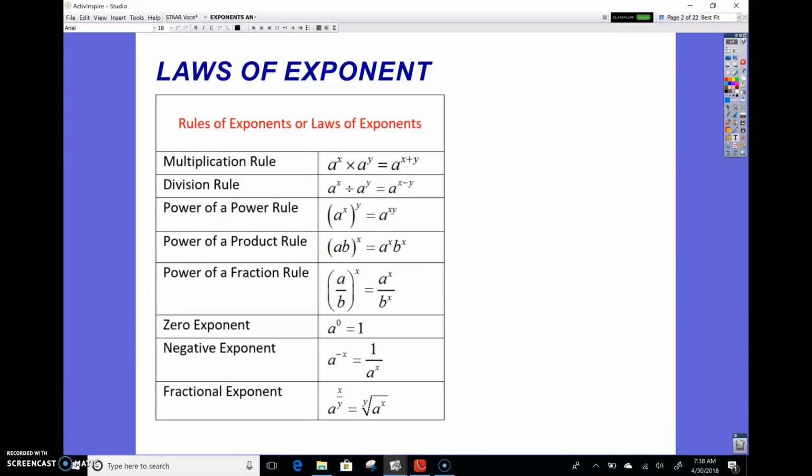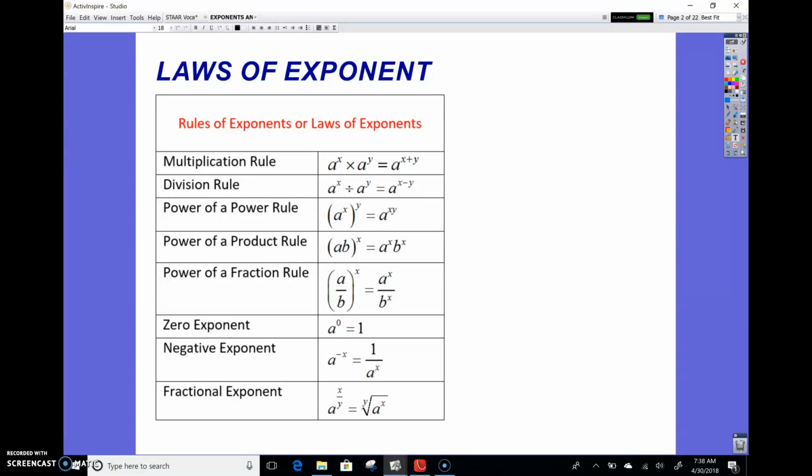Okay, in this video I'm going to review a couple of things. First is the laws of exponents. Let's review the rules. Remember, multiplication: when you see multiply, you're going to add the exponents. With division, when you divide, you're going to subtract the exponents.